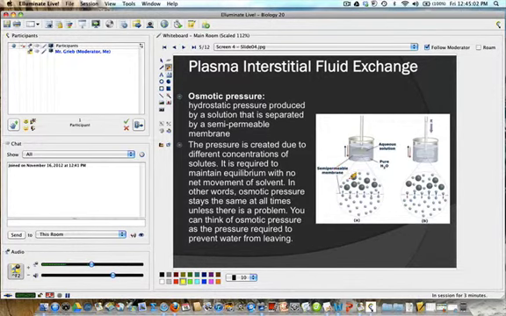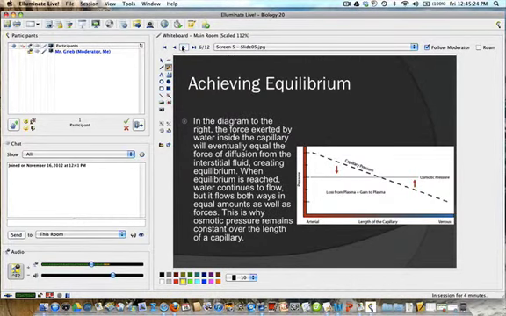So here we have a semipermeable membrane, and water is going towards the solute, but at some point you hit this equilibrium where the water going towards the solute is equal to the water going away from the solute, and it's going to stay that way. Now, in the diagram to the right, the force exerted by the water inside the capillary will eventually equal the force of diffusion from the interstitial fluid, which will create an equilibrium. This equilibrium, when it is reached, will continue to flow, but it flows in both ways, in equal amounts as well as forces. This is why osmotic pressure remains high over the length of the capillary.